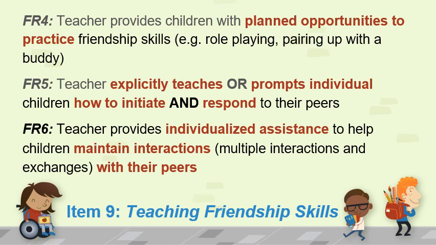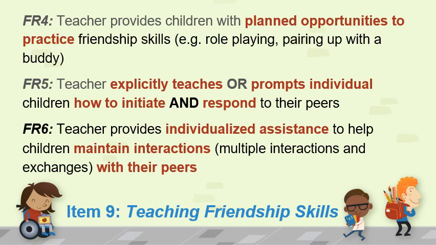The middle indicators for item 9, teaching friendship skills, are FR4, teacher provides children with planned opportunities to practice friendship skills, such as role-playing or pairing up with a buddy. So after reading books about friendship skills, you can use the recommendations listed on the slide, like the role-playing, the pairing up with a buddy, or playing friendship games.